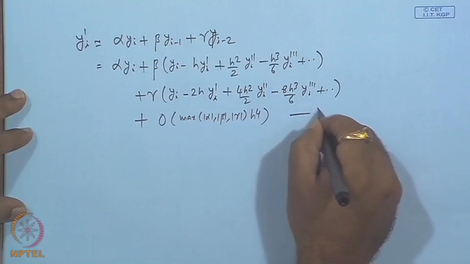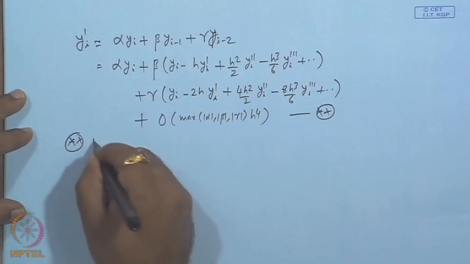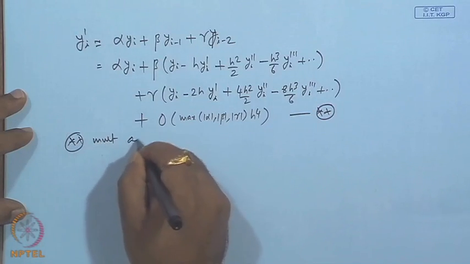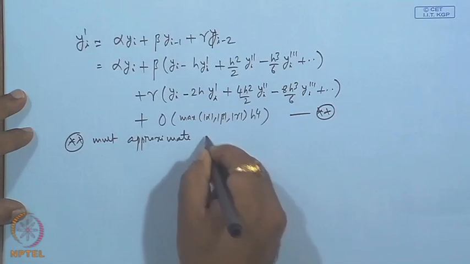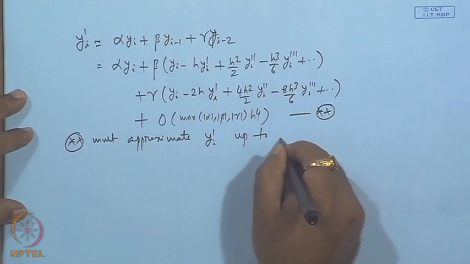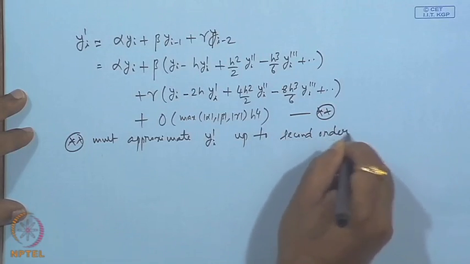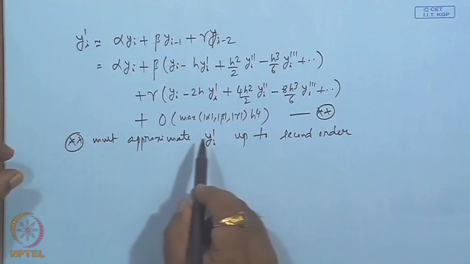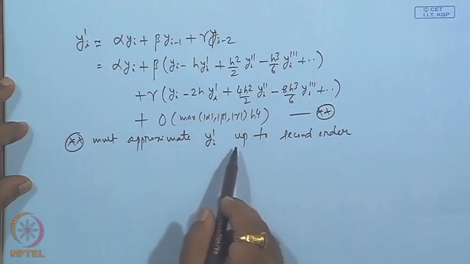Now, double star must approximate y I prime up to second order. Okay. So, up to second order this must approximate.